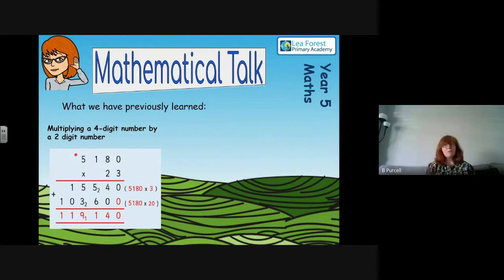And one thing you must remember when you multiply is your answer must be greater than the number that you started with. So if you end up with a number that is less than 5,180, then you probably need to go back and check your answer. In this case, we ended up with 119,140.